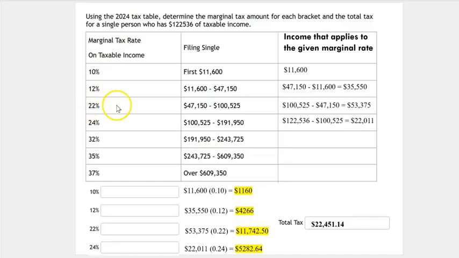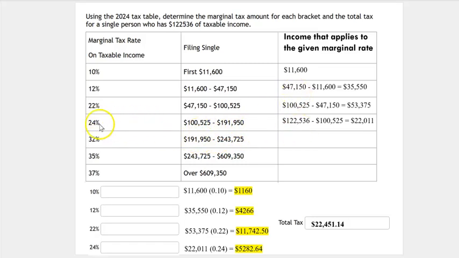Now for 22%, you do the same thing as before: you subtract $100,525 minus $47,150, and you get $53,375, which is for the 22% marginal tax rate. Now he also needs to pay 24% on some of his income. Remember that his income belongs to the 24% tax bracket.